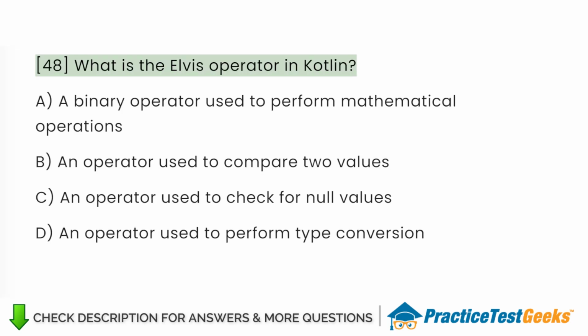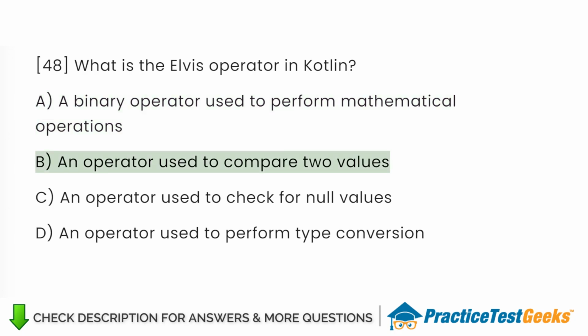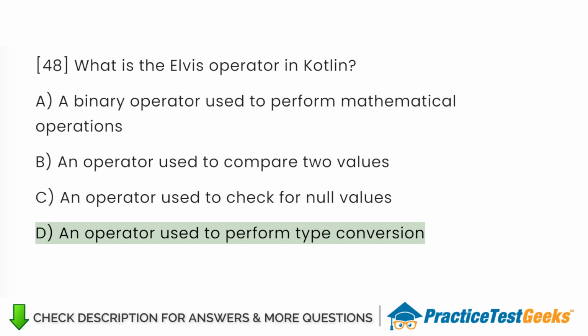What is the Elvis operator in Kotlin? A. A binary operator used to perform mathematical operations. B. An operator used to compare two values. C. An operator used to check for null values. D. An operator used to perform type conversion.